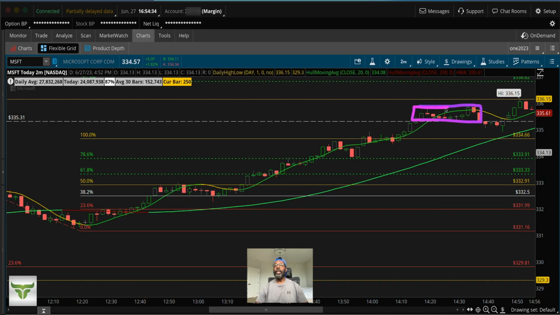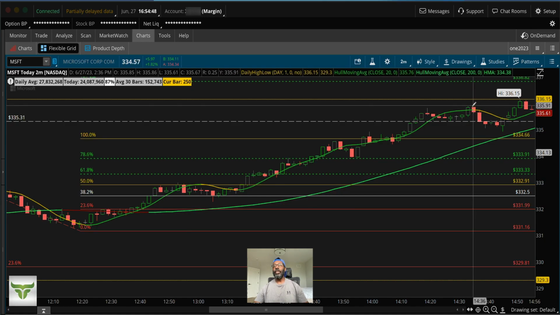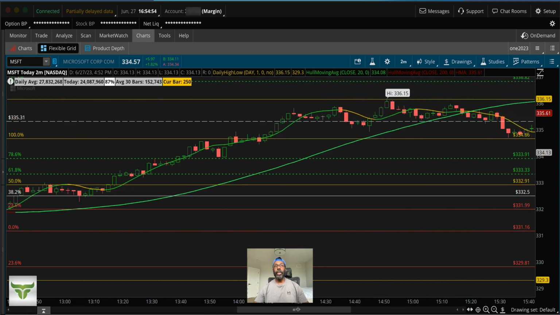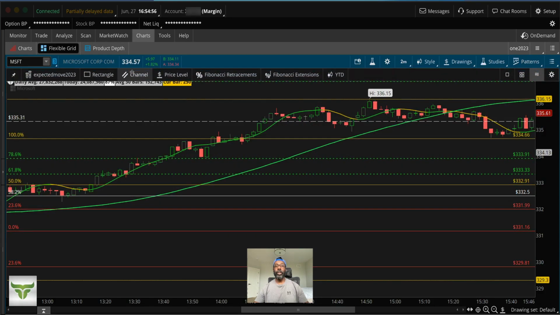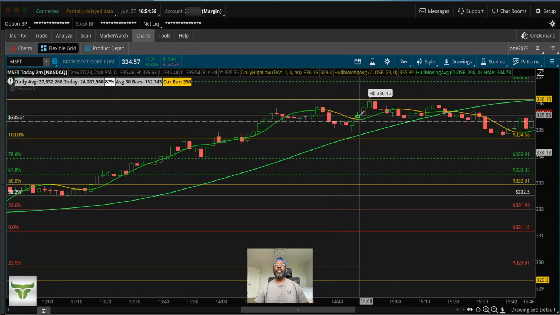It's taking a breather. You see the two sell side candles right here, because it made this monster move all the way from 331 up to 335.90 or 336. That's a big move for Microsoft, a $334 stock. And then it makes this final leg up here to 336 before it starts to fail again.